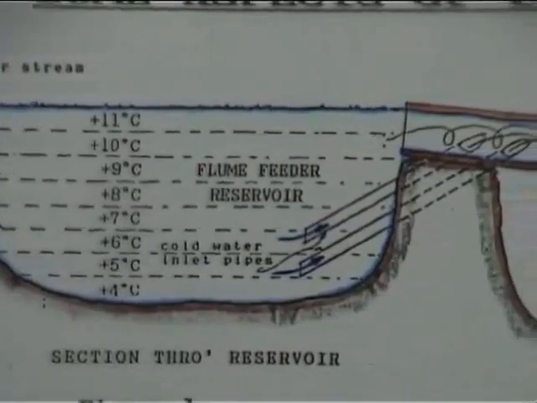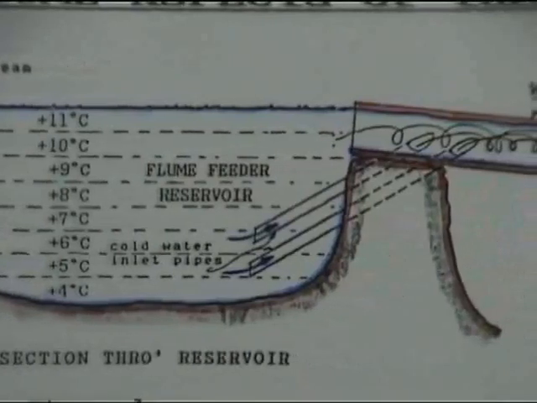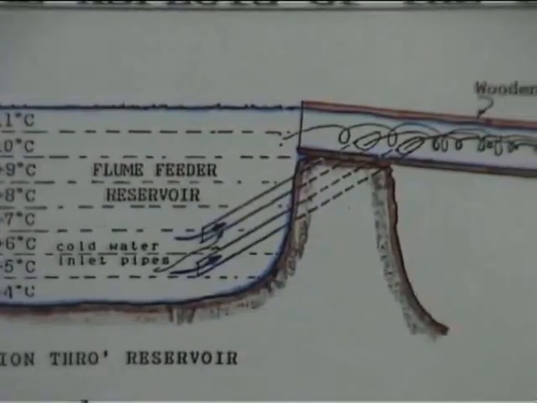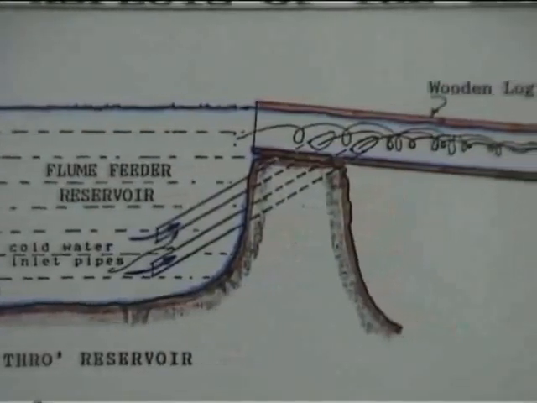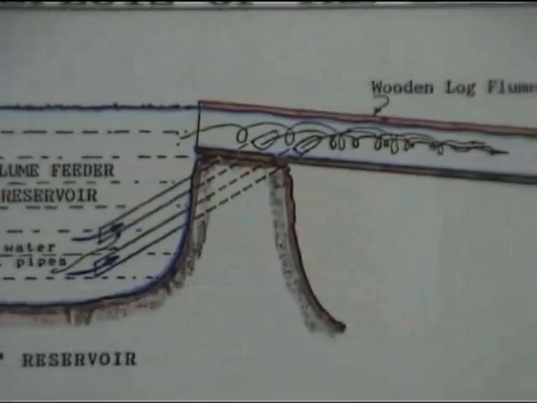From the surface of the water to the bottom of the holding basin, there's a thermal stratification, that the water stratifies itself according to temperature and density, so that the coldest water, the 4-degree water, is at the bottom of the basin, and gradually the water heats as it goes towards the top.